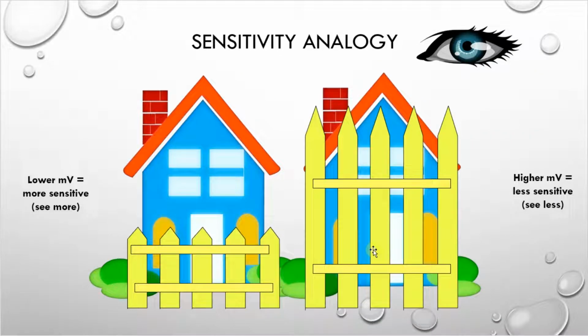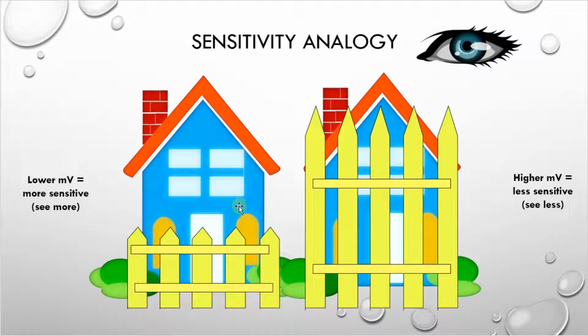Let's use this analogy. Imagine that the house at the back is the patient's intrinsic heartbeat, and the fence is the sensitivity of the pacemaker. Now, in this example right here, as you can see, the fence is very high, meaning that we cannot see the house behind. We cannot see the patient's intrinsic heartbeat. One way for us to fix this is to lower the fence. So if we cannot see the patient's intrinsic heartbeat, then we need to lower the millivolts to increase the sensitivity.